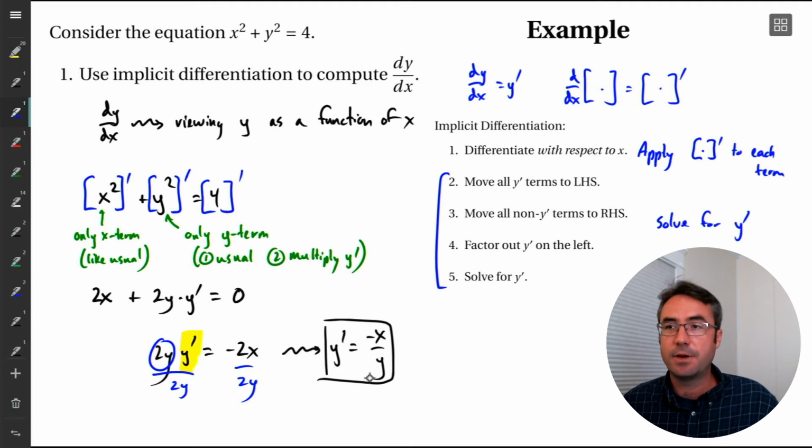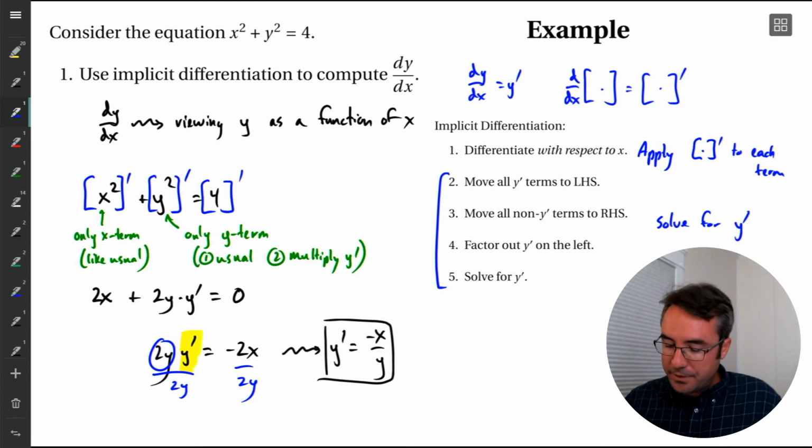So here we have our derivative y prime. It's negative x over y. And notice when you actually get this, we didn't have a formula for what y was equal to. So when we find y prime, it is most likely going to involve both x's and y's, and that's perfectly fine.